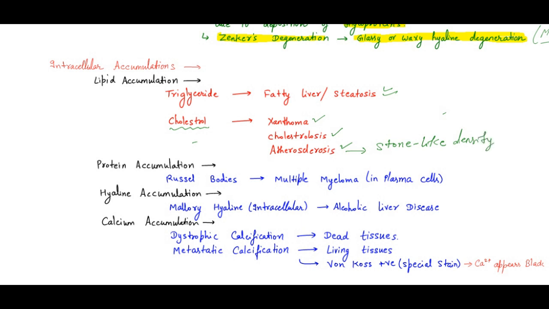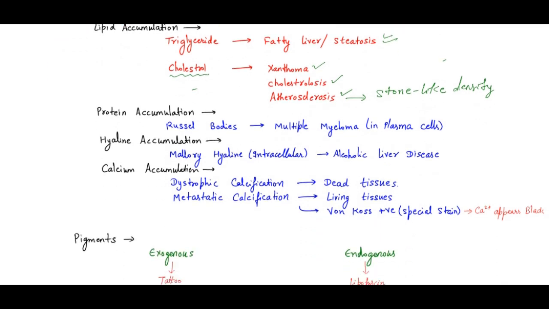Then it can be protein accumulation. Protein accumulation means Russell bodies, which you will find in multiple myeloma. Multiple myeloma we already discussed in plasma cells or in biochemistry. Then hyaline accumulations: remember the Mallory hyaline bodies, an intracellular accumulation seen in alcoholic liver disease.